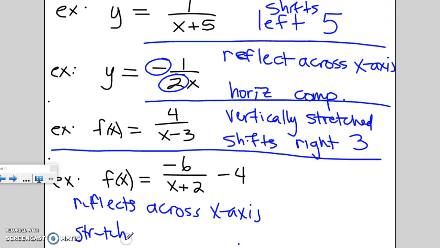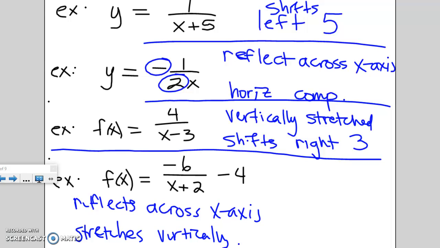Just a quick reminder, you treat the negative and the 6 as 2 completely different things. So, at least the way I have written it, A is just the 6. The negative is what reflects us. The 6 is what stretches us because 6 is greater than 1. So the 6 stretches us vertically. So that takes care of the negative and the 6.